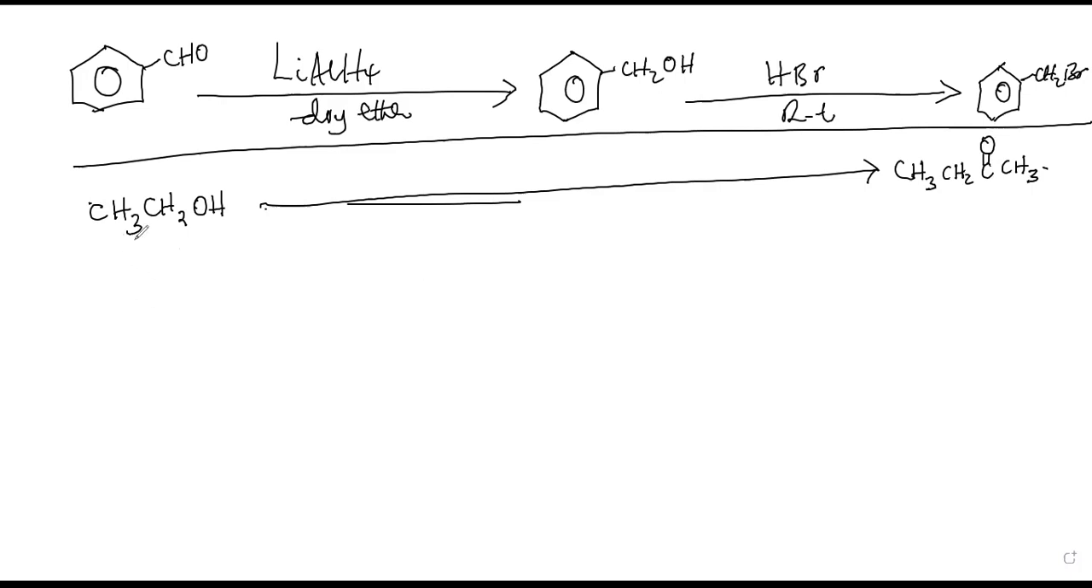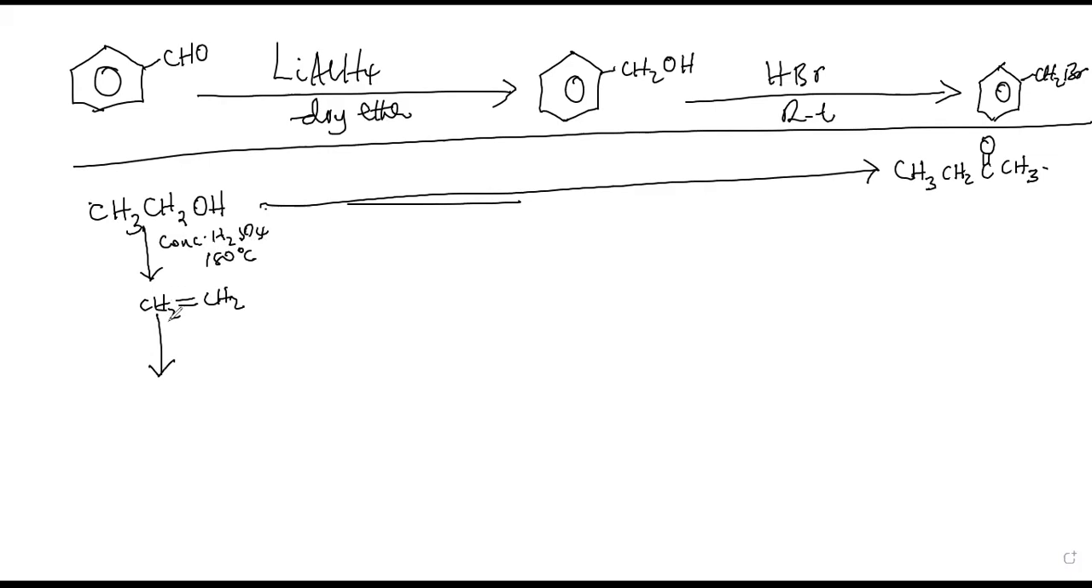Interesting, this is the most interesting thing. So what do we do? We are going to first convert it to an alkene, so we shall add concentrated sulfuric acid at 180 degrees Celsius. We shall form an alkene, so it will be CH2 double bond CH2. After forming this alkene, we shall need to take the alkene to an alkyne.